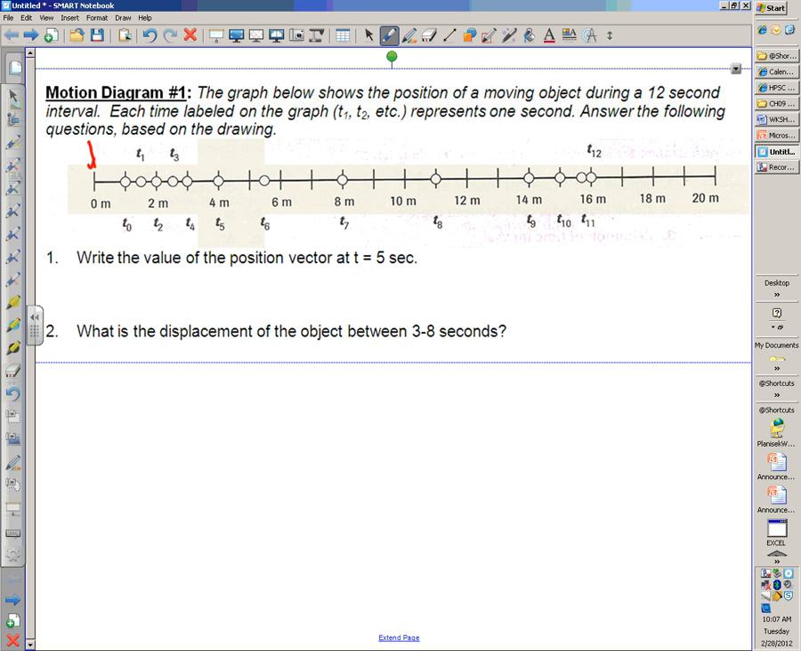Okay? So in this case, when it says what is the value of the position vector at t equals 5 seconds, well, here's t equals 5, right? Okay, so we look and find that the dot is right here. So what would our position vector be? It would be 4 meters, but does that really tell us where that object is? Okay? There's a lot of things that could be 4 meters away from that reference point. What else do we need to include here? Some kind of a direction.